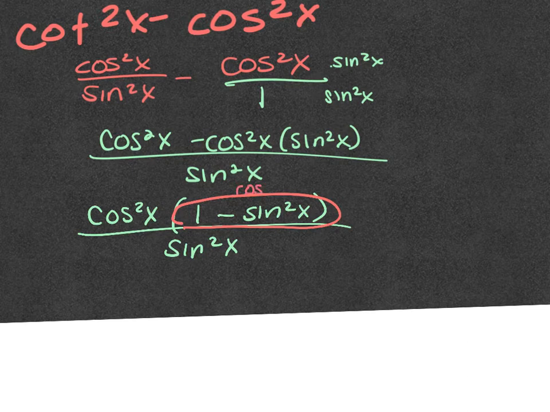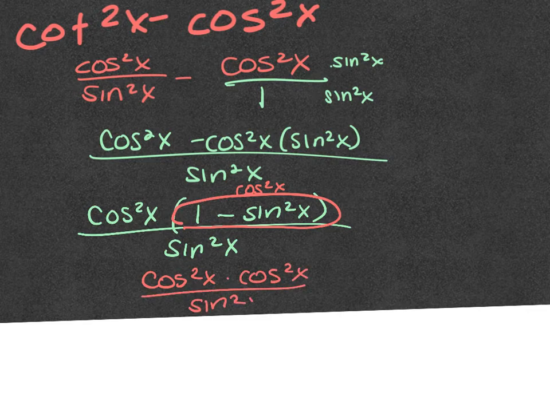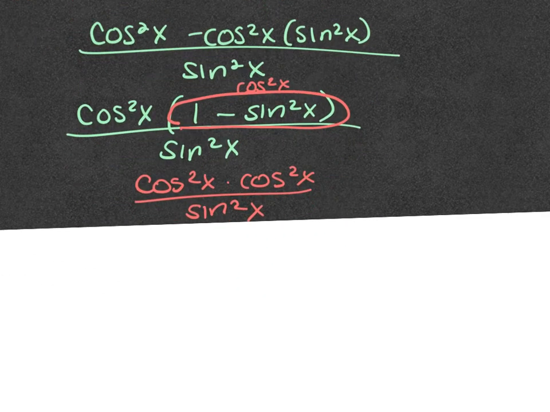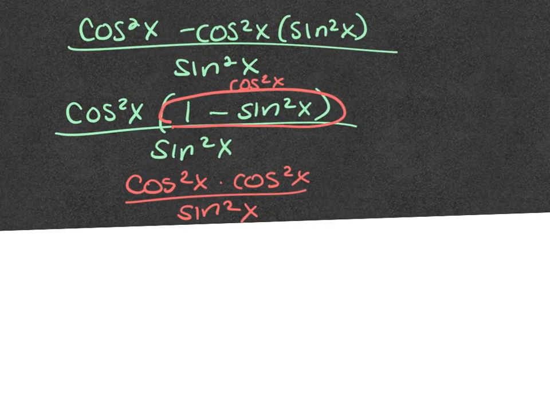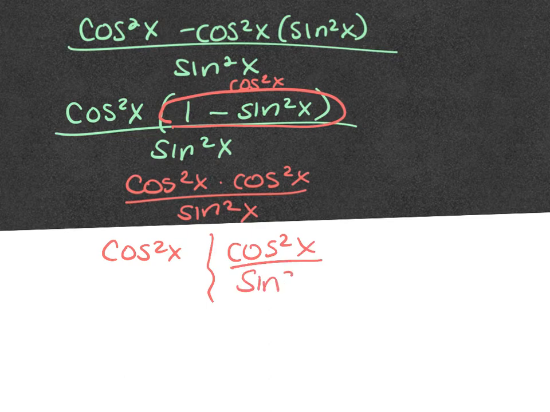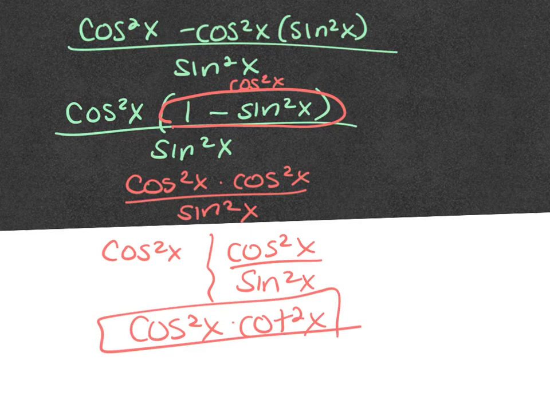This becomes cosine squared x. So I'd get cosine squared x times cosine squared x over sine squared x. That could be cosine to the fourth x over sine, but it won't be a choice, because you can break off the cosine and then group together the cosine and the sine. And I'd get cosine squared x times cotangent squared x. And that would be an answer choice.